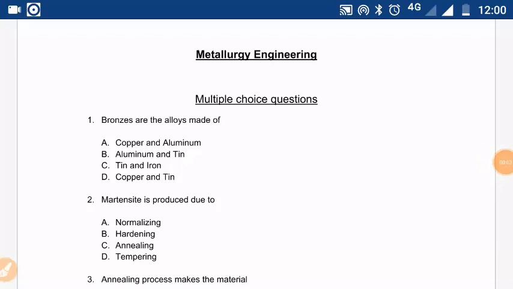Hello everyone. Today we'll see some multiple choice questions. These are some of the easy questions, so let us revise actually.